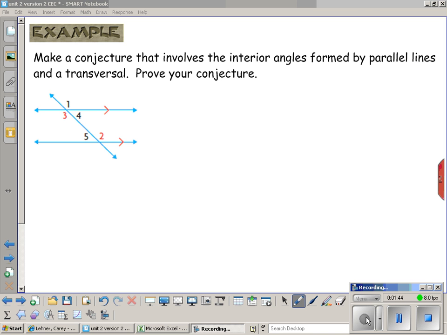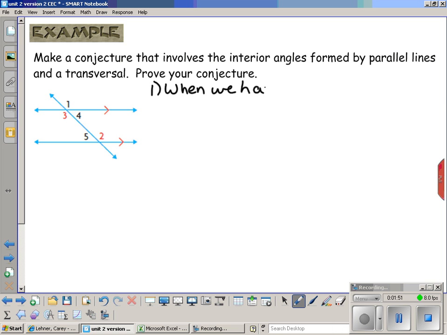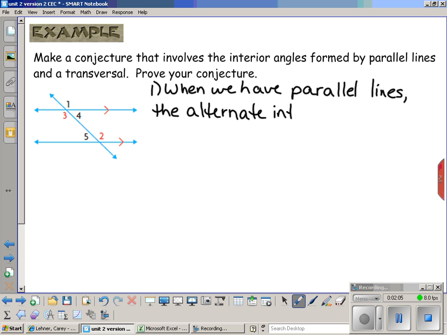The first one is that when we have parallel lines, the alternate interior angles are equal. So that's the conjecture I'm going to make.